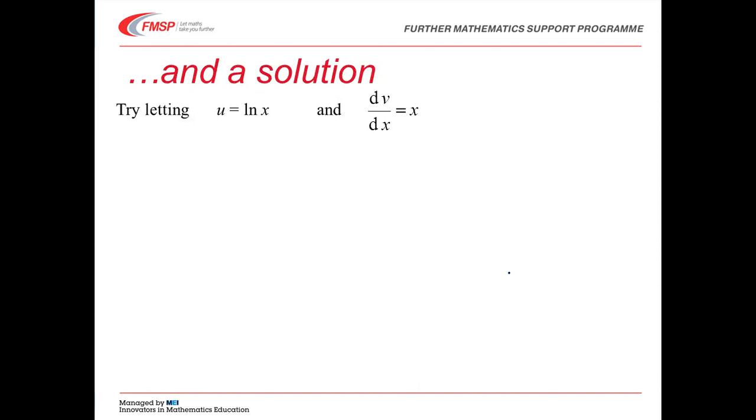Now, this time, the function you've taken for dv by dx is going to get more complicated. But the function you've taken for u gets so much simpler that that doesn't matter. Let's see how this works. If u is the natural log of x, then du by dx is 1 over x. dv by dx is x, so v is a half x squared. And let's put that into the formula.